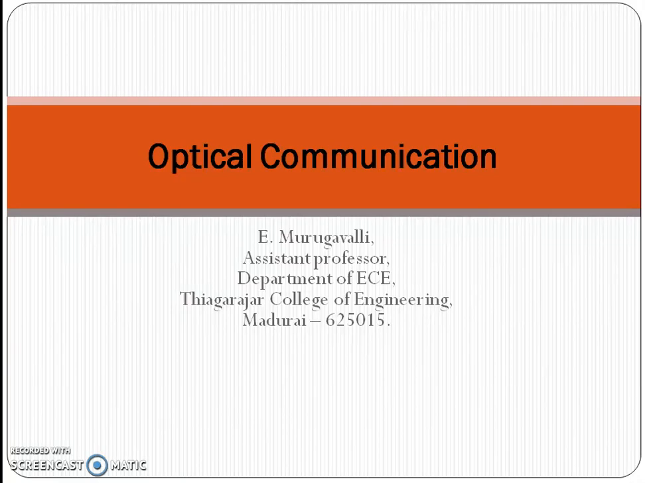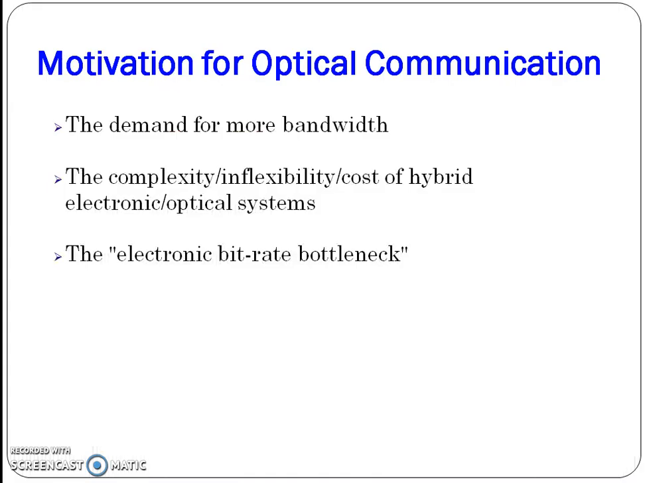Hello everyone. Now we are going to have a small introduction about optical communication system. Firstly, we start with the motivation for optical communication network. There are three primary needs identified. They are as follows. There is a demand for more bandwidth nowadays. Next, there is a high complexity and cost for electro-optical systems. And then there is an electronic bitrate bottleneck in the current systems.